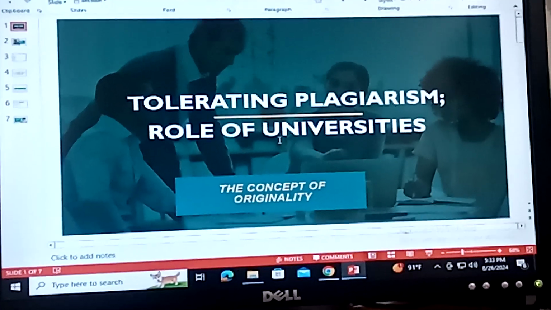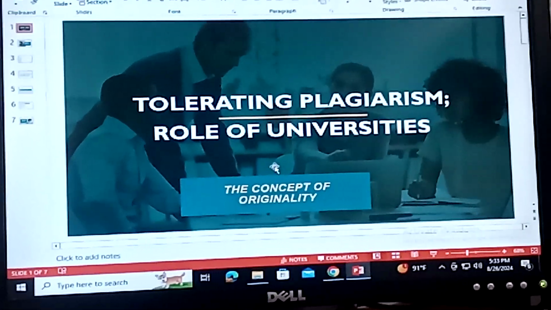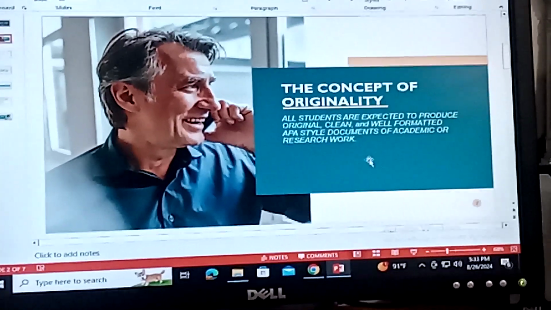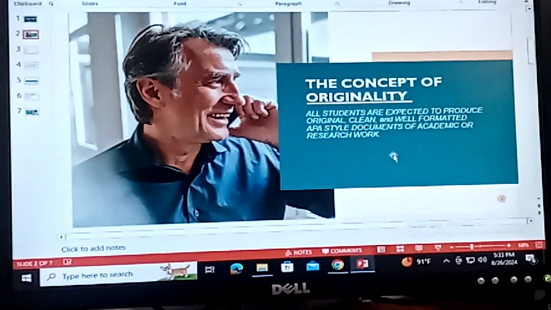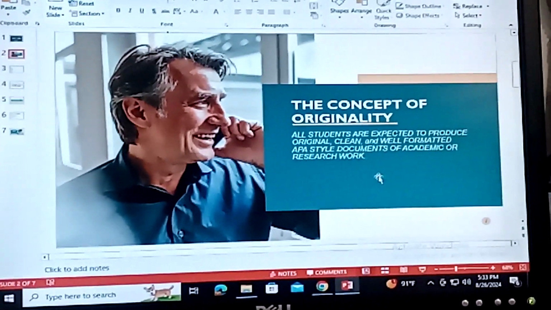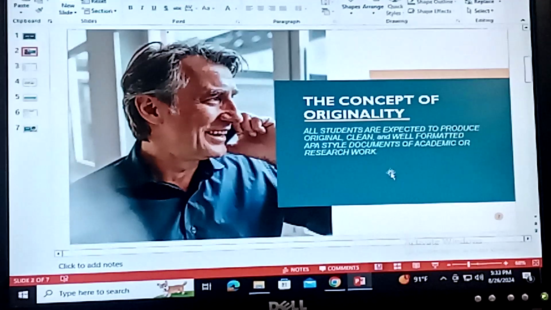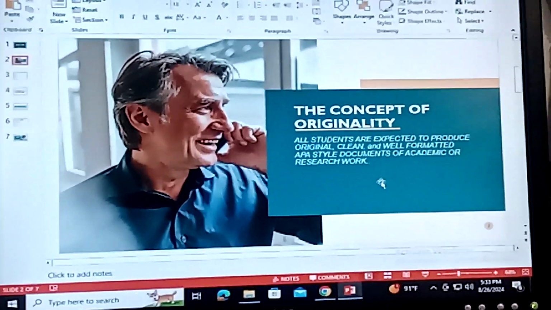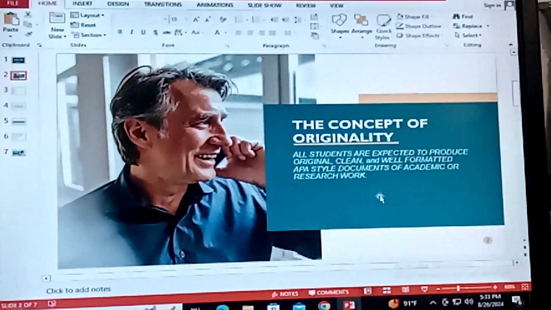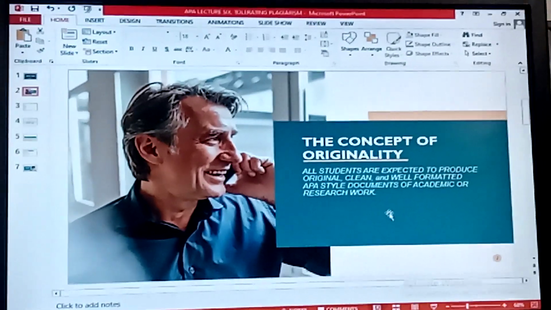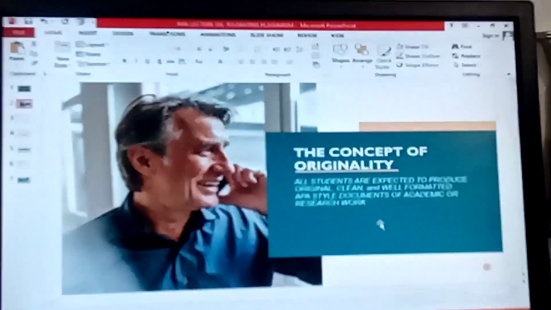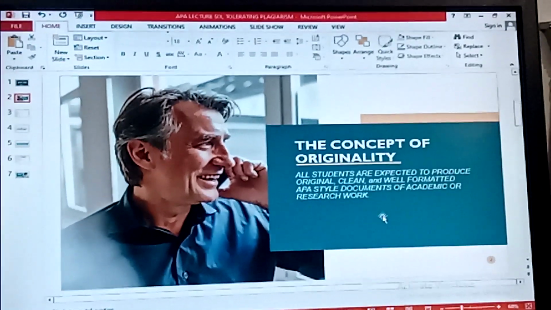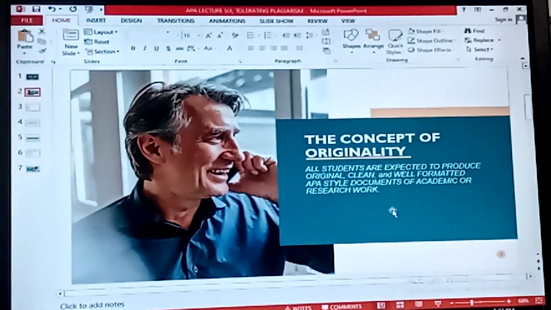What amount of plagiarism will universities tolerate their students to commit? In this slide, we will be talking about the concept of originality. All students are expected to produce original, clean, and well-formatted APA-style documents of academic or research work. So that is the concept of originality. Your work must be original, it must be clean, it must be well-formatted in APA style. If all these qualities are not found in your work, then you have a problem of plagiarism.